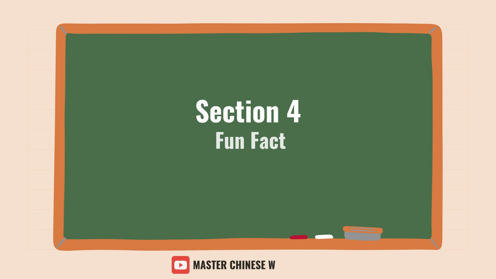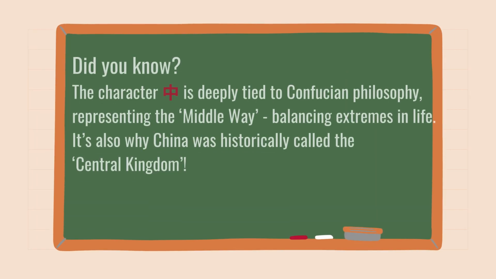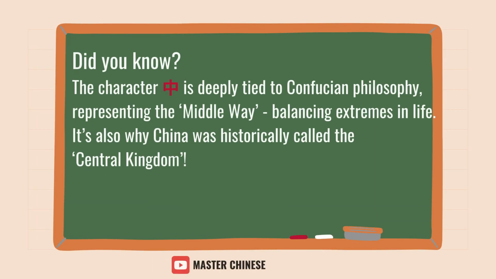Section 4. Fun fact. Did you know? The character 中 is deeply tied to Confucian philosophy, representing the middle way, balancing extremes in life. It's also why China was historically called the Central Kingdom.